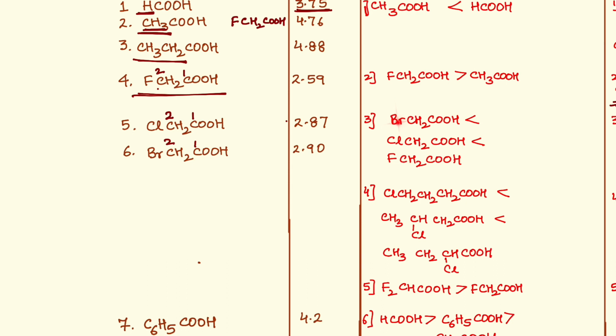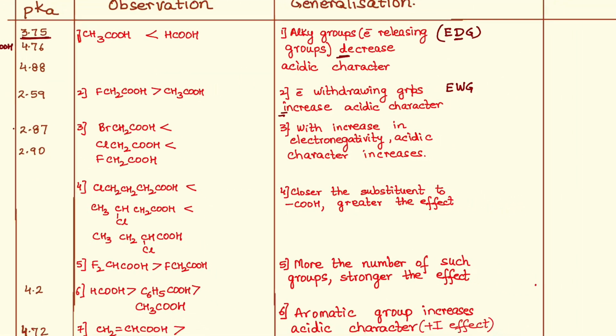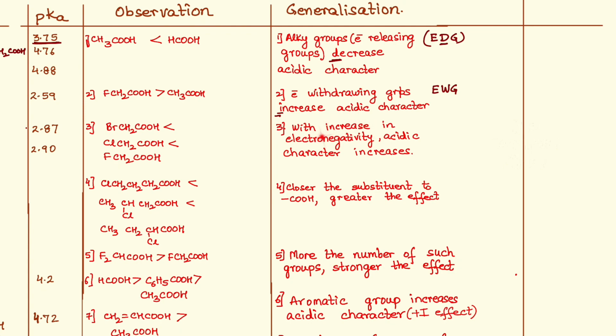Now again recall the electronegativity. Fluoro, chloro, bromo. Arrange them in the order of increasing electronegativity. Yes, fluorine is most electronegative, followed by chlorine and bromine. So with decrease in electronegativity, the acidic character also goes down, and that is the same thing we have written over here in the next generalization.